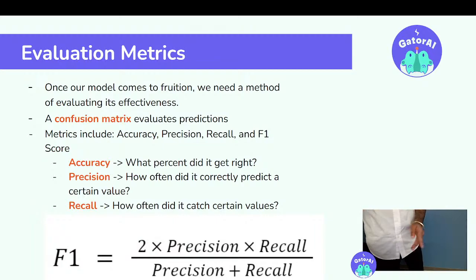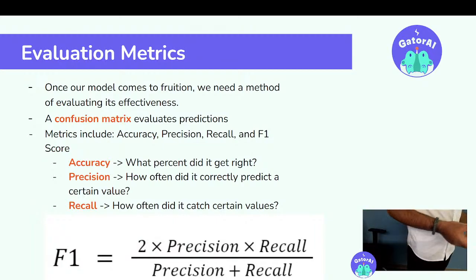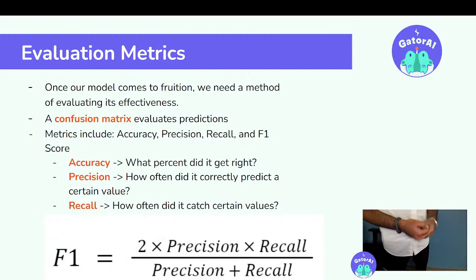So precision, if you want to think of it in terms of an anecdote, is: of the number of fish you got, how many were the right type of fish? Recall is: of all the fish in the pond, how many did you manage to catch? And then we have F-scores, which you can calculate via 2 times precision times recall over precision plus recall.